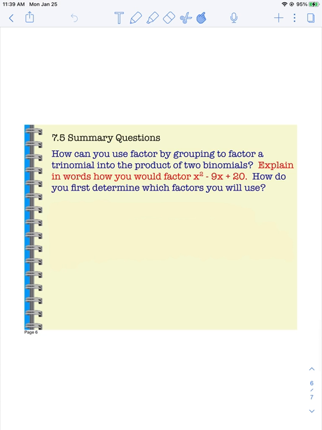All right, so let's summarize what we learned today. We looked at how you can use factor by grouping to factor a trinomial into the product of two binomials. We did this with magic numbers, and then splitting the middle term into the magic numbers, and then factoring by grouping. So if you could explain in words how you factor x squared minus 9x plus 20, how would you explain that? Pause the video, think about it for a second. All right, so if we were to factor x squared minus 9x plus 20, we would first find magic numbers for 20 and negative 9.